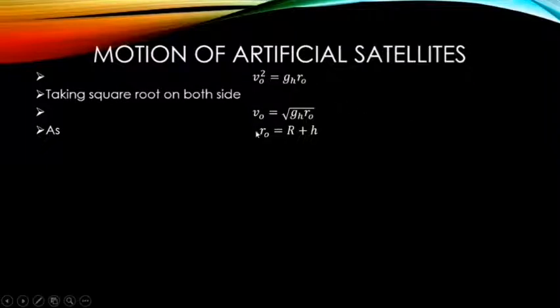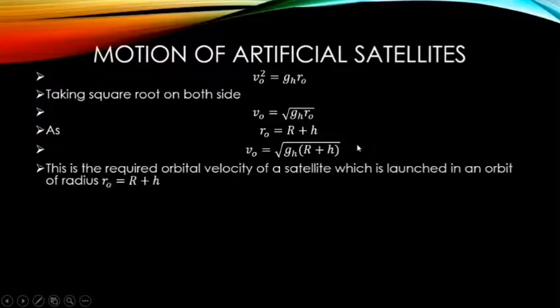Here r0 is equal to the radius of the earth plus the height of the satellite. So r0 is equal to capital R plus h. Putting this value in this relation, we have v0 is equal to the square root of gh into (r plus h). This is the required orbital velocity of a satellite which is launched in an orbit of radius r0 equal to r plus h.